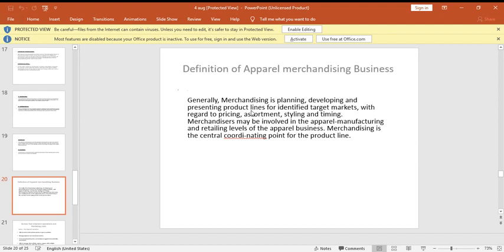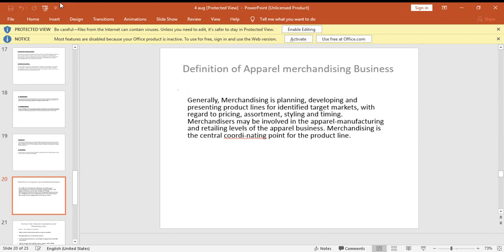Merchandising is a central coordinating point for the product line. So this is the definition and objectives of the apparel merchandising business. Once again, I repeat, what is apparel merchandising business? Apparel merchandising is planning, developing, and presenting product lines for identified target markets with regard to pricing, assortment, size, styling, and timing.